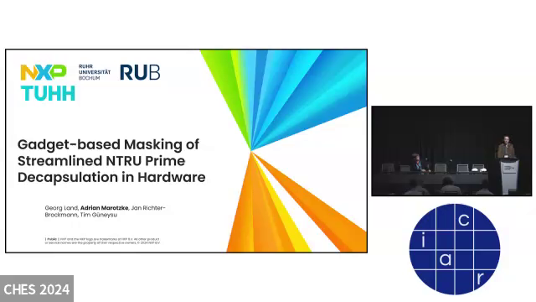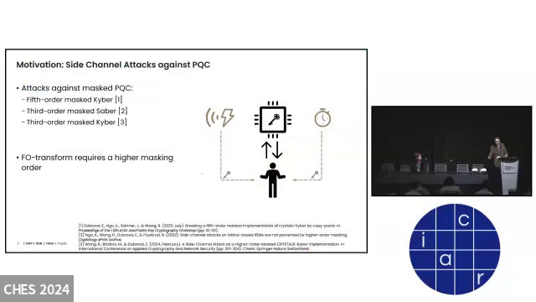Thank you very much. So, I'll be presenting our gadget-based masked implementation of Streamlined NTRU Prime. The area we are in is, of course, side channel protected implementations of post-quantum crypto, specifically lattice crypto, where we use side channel information to try and extract the key.